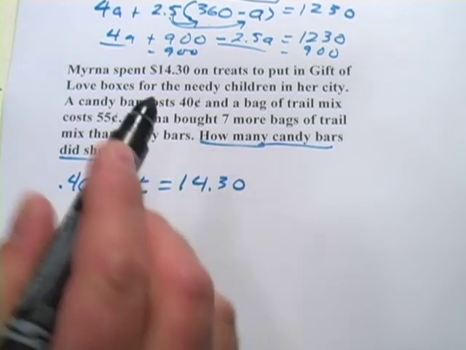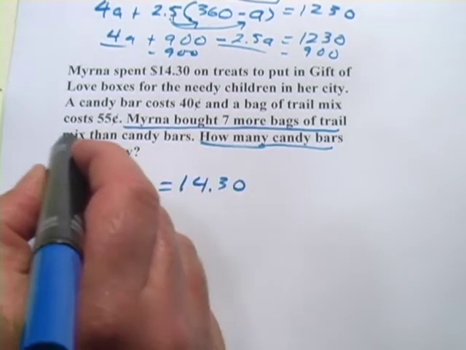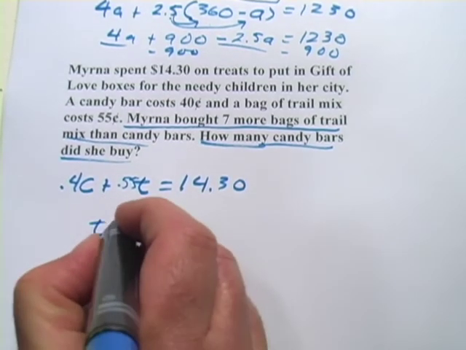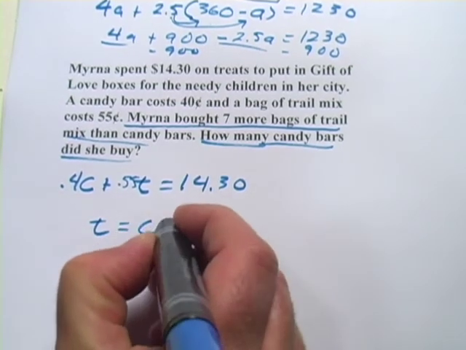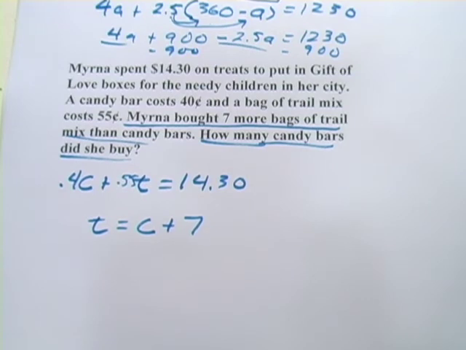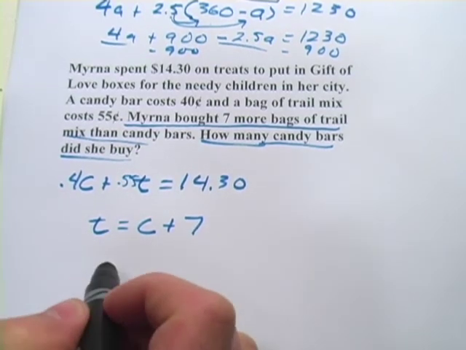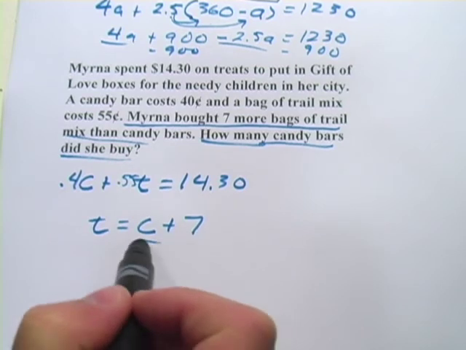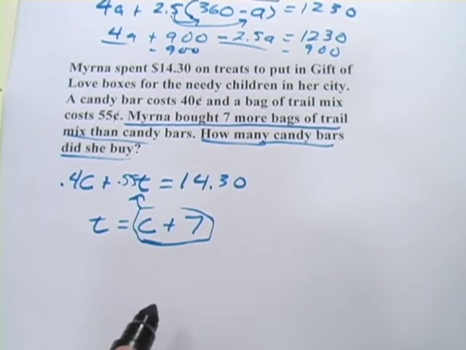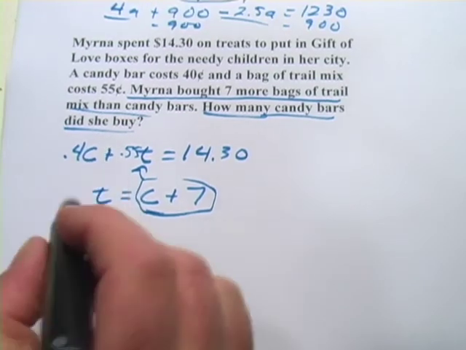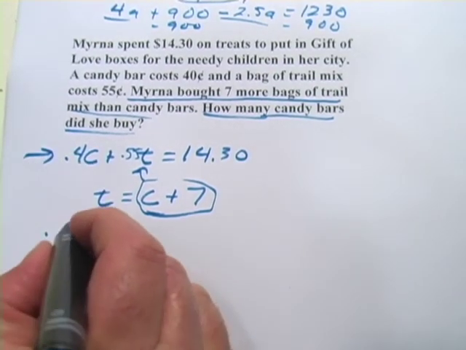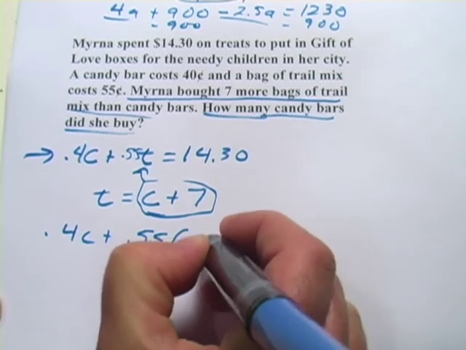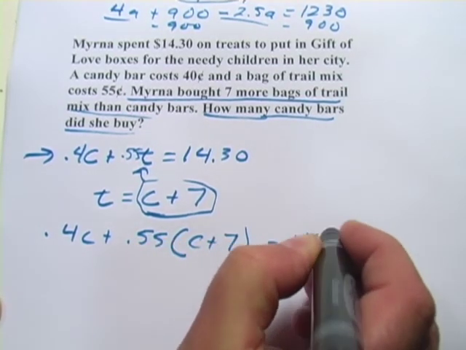Now our second equation is a little bit trickier here. We're just given the fact Myrna bought 7 more bags of trail mix than candy bars. So we can say that the number of bags of trail mix is 7 more than the candy bars, which would be candy bars plus 7. And now we're pretty much ready to go. You could take this and plug it right in for T if you wanted to. And let's see, we're looking for number of candy bars. If we plug this part in here for T, that would leave it just with C's in the equation. Perfect. So let's try that. Let me rewrite this top equation here. We've got 0.4C plus 0.55 times T, which is C plus 7, equals 14.30.